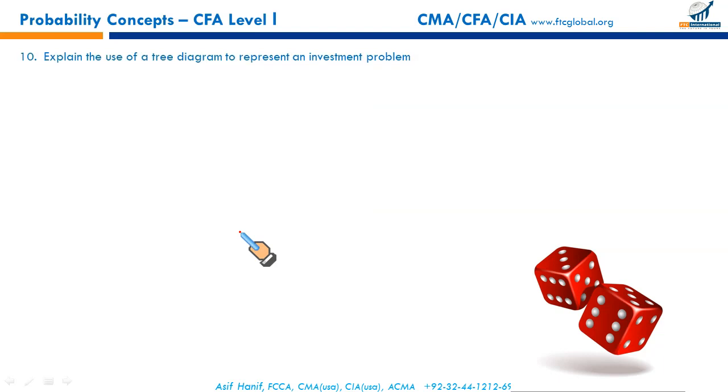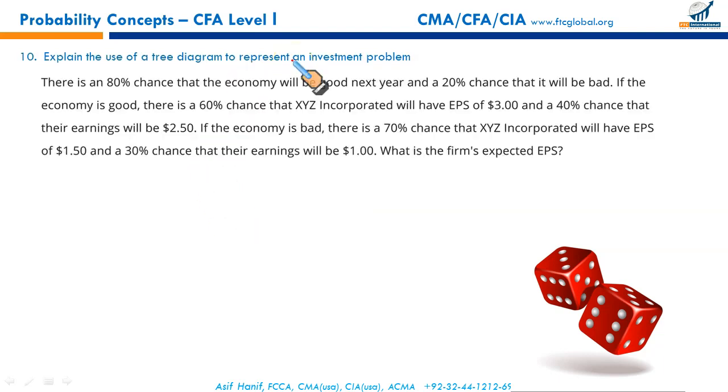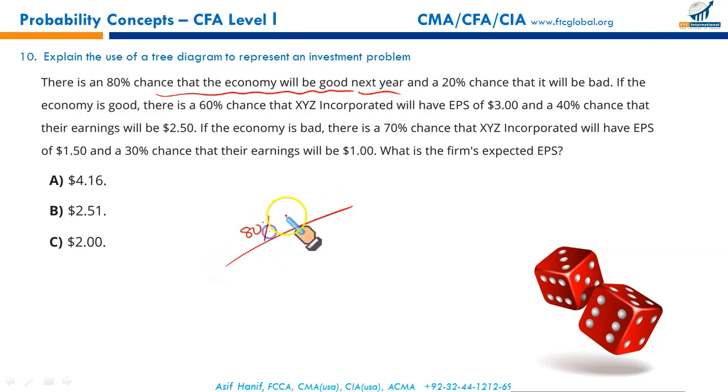Next, explain the use of tree diagram to represent an investment problem. Here we go, a good one. There is an 80% chance that the economy will be good next year, and 20% chance that the economy will be bad.